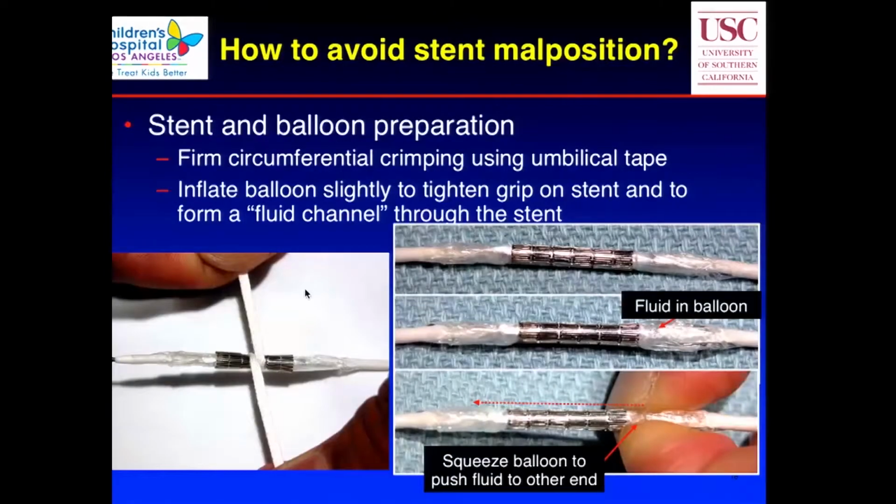That's my opinion. So what I usually do is I will mount the stent on the balloon. I will use an umbilical tape to crimp it down so you have some circumferential pressure. Then we'll inflate it with a little bit of fluid inside the balloon so that it makes it tighter. Also, then you squeeze the balloon on one side so as to force the fluid to go to the other side. So you develop a little bit of a fluid channel so that when the balloon goes up, it's even on both sides, not just on one side.